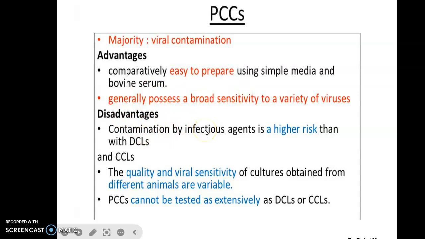Disadvantages include that the risk of contamination by infectious agents is higher than with DCLs and CCLs. The quality and viral sensitivity of cultures obtained from different animals are variable, so primary cell cultures cannot be tested as extensively as DCLs or CCLs.